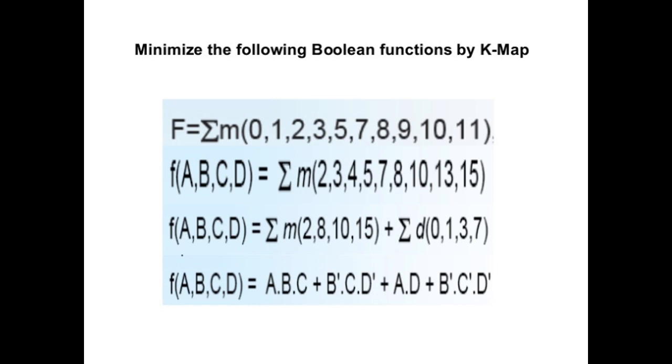So these are a few examples. Minimize the following Boolean functions by K map. Here we have 4 variable K maps with don't care and without don't care conditions. We have the Boolean expression and minterms also. So try it and practice the K map problems.